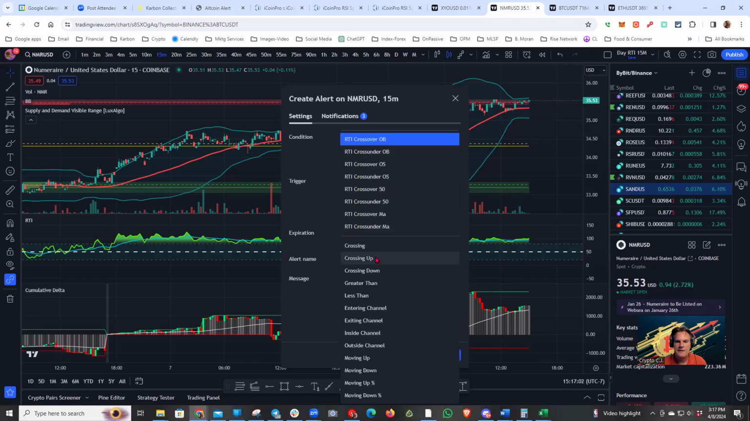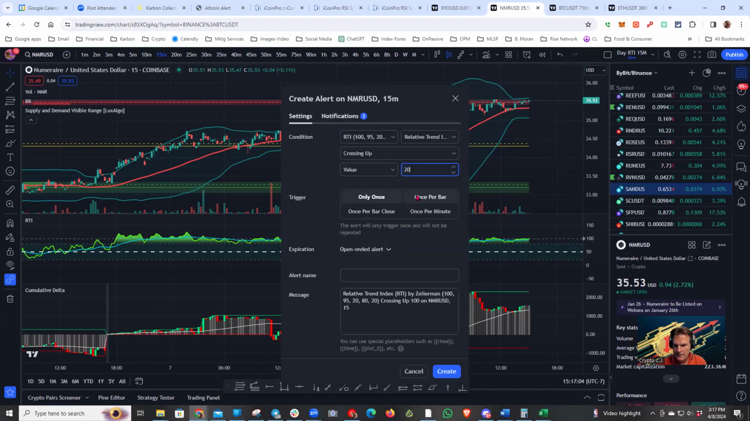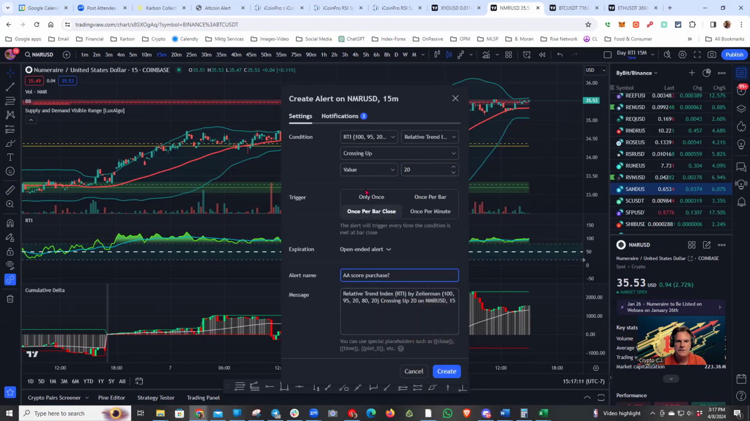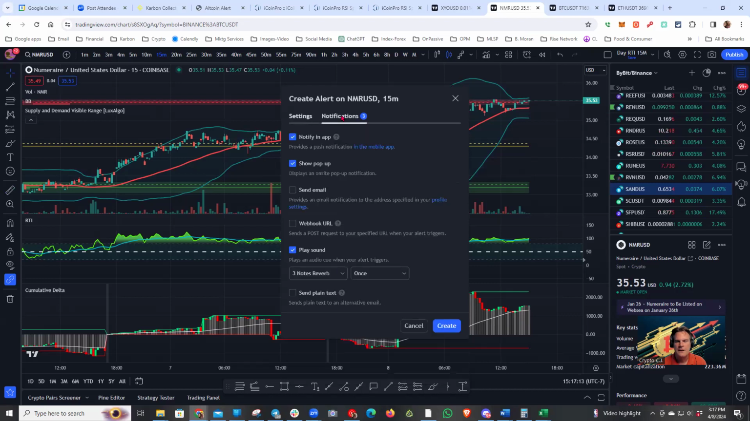And you do this, crossing up on the RSI, and choose 20, once per bar close if you want it all day, and a cash register sound. If I'm doing one on the 20, one on the 50, I usually choose a different sound. I might go with chirpy on that one.